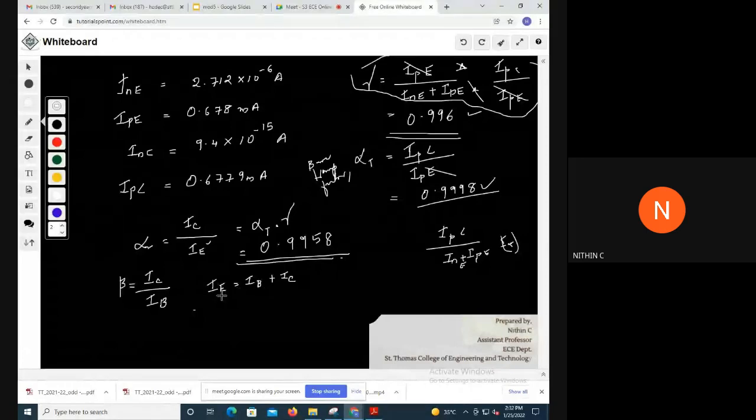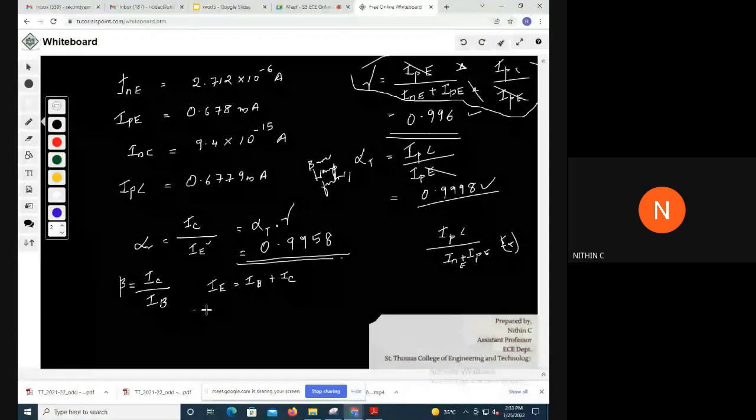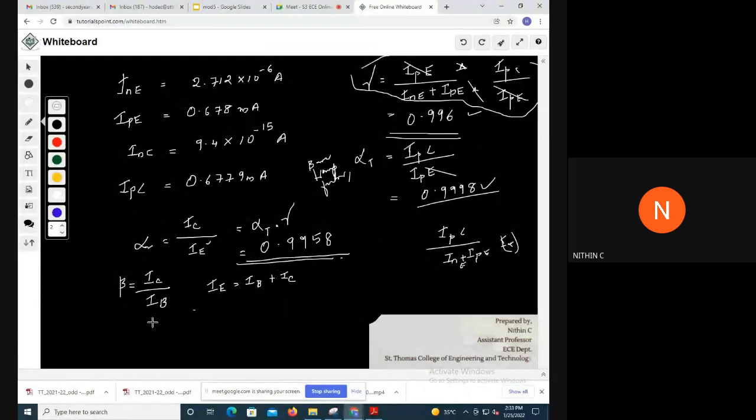And you have the general expression: IE is equal to IB plus IC. That is the transistor current equation. We studied this expression in transistor currents. Emitter current is equal to base current plus collector current. So you have these three expressions, and under these you need to find the expression for beta in terms of alpha.